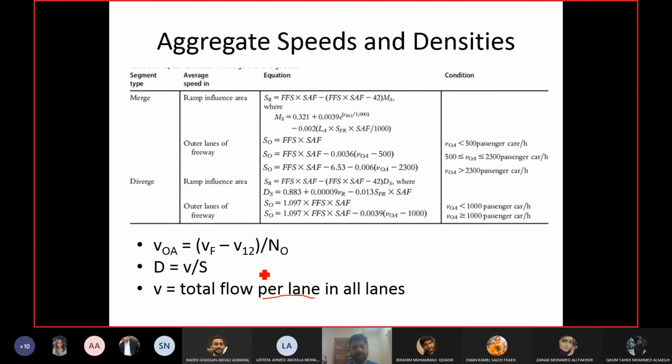Okay, so then you will get the per lane flow rate, and then you will divide per lane flow rate with S. For calculating density, we always use flow rate per lane. VOA is already flow rate per lane, but if you are using it for V12, then first of all you will divide by 2 to calculate per lane, and then you will divide by speed.